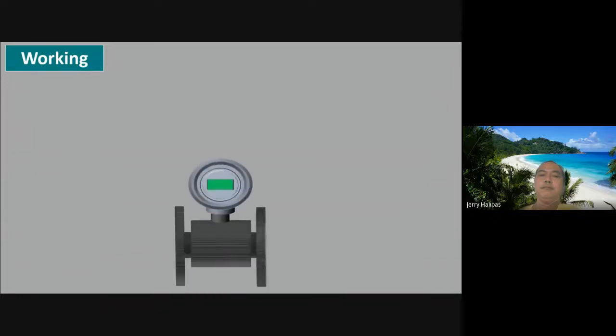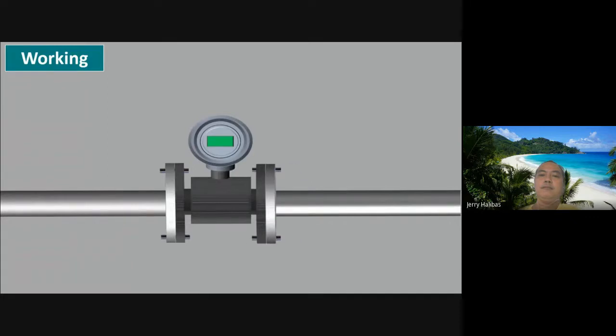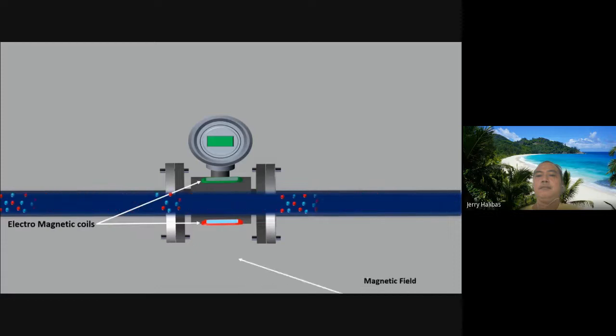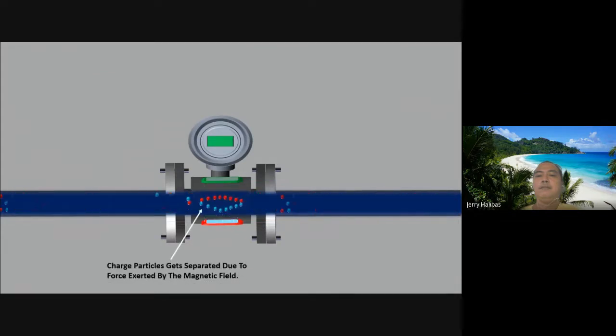Working of a magnetic flow meter. Consider that we have installed a magnetic flow meter to measure the volume of a conductive fluid flowing through a pipe. A conductive fluid contains positively and negatively charged ions. The flow of these ions conducts electricity through the conductive fluid. These charged particles are evenly distributed in the fluid. When a current is applied to the electromagnetic coil, it generates a constant magnetic field across the cross-sectional area of the flow tube. This magnetic field applies a force to the charged particles, and as a result, the positively and negatively charged particles in the fluid get separated and collect on the opposite sides of the flow tube.